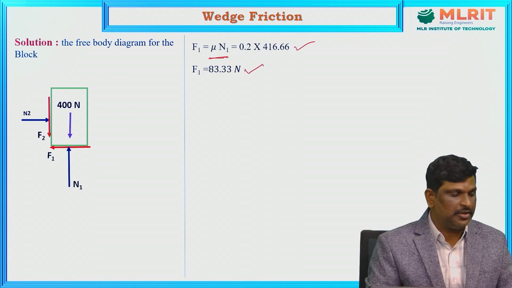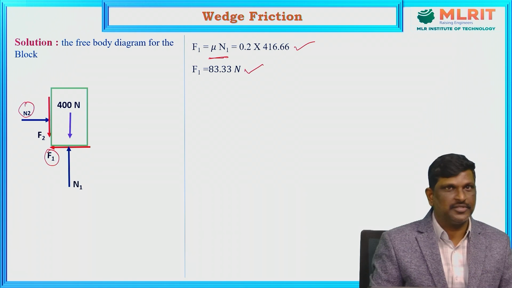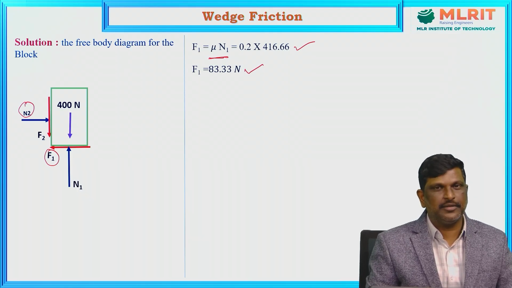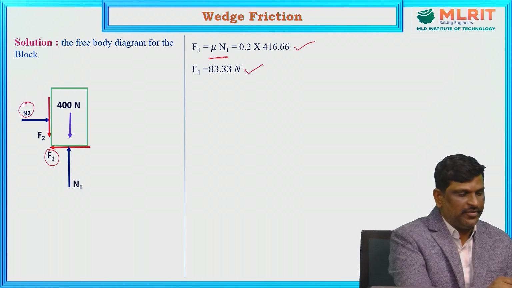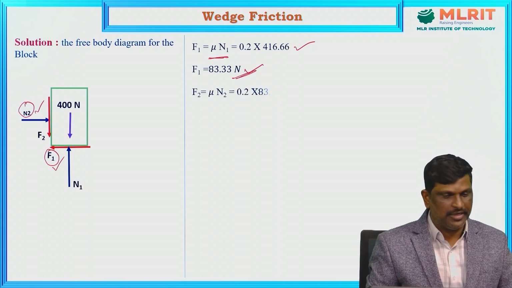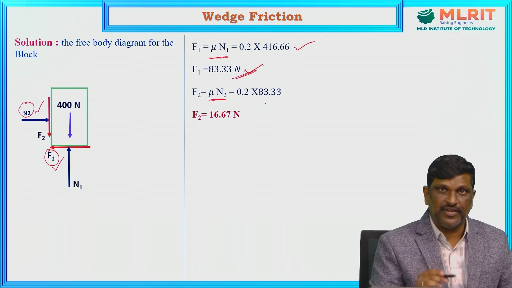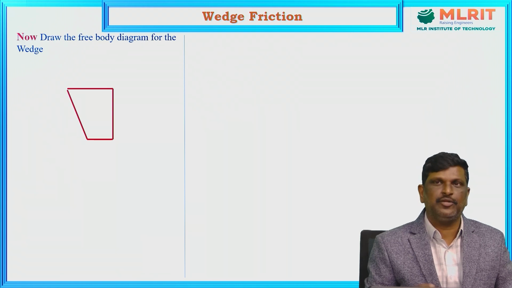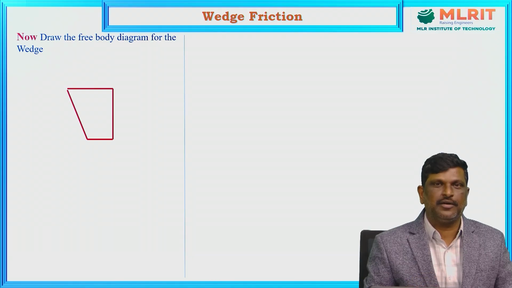Even if you consider the free body diagram, N2 and F1 are the only forces acting in the horizontal direction. To keep the body in equilibrium under the action of only 2 forces, they must be equal and opposite. See, we got the N2 value and the F1 value, both are the same, 83.33. Now calculate the F2 value. F2 is equal to mu into N2, which is equal to 16.67 newtons. Now we get the unknown values of friction and normal reaction for the block.